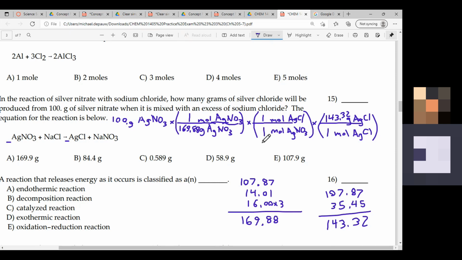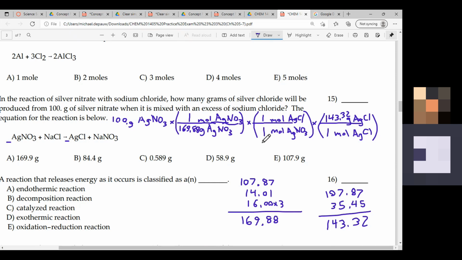So multiply everything on top. Just do 100 times, and you can skip the ones, but you could do the ones, you don't have to. But 100 times 1 times 1 times 143.32 divided by 169.88 divided by 1 divided by 1. So divide, divide, divide. Every time something's on the bottom, you hit divide.